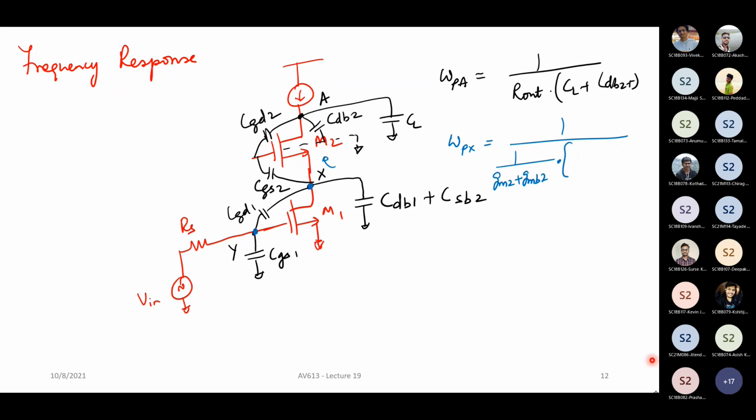What is the total capacitance at this particular node? You have this CDB1 plus CSB2 plus this is also to an AC ground, right? So you have CGS2, right? And then you have CGD1. Now the CGD1, it will have Miller effect, right? So here you will have CGD1 multiplied by 1 minus the gain of this transistor M1. And here you will have CGD multiplied by 1 minus 1 by A, correct?